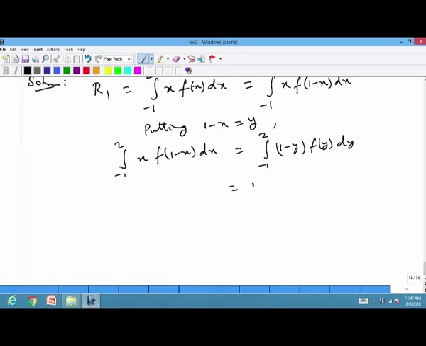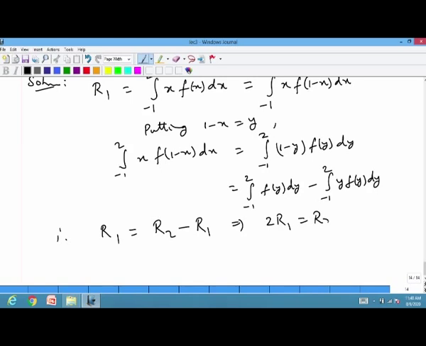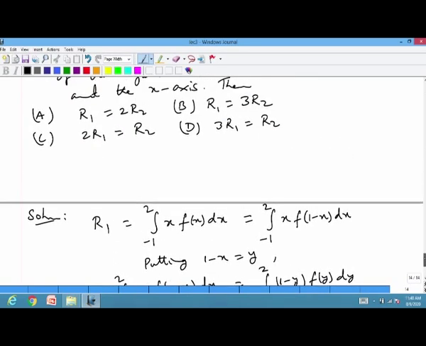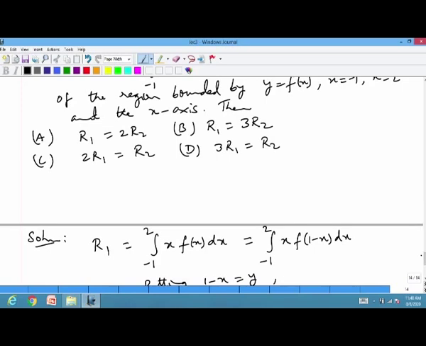So, this is equal to integral from minus 1 to 2 of f y dy minus integral from minus 1 to 2 of y f y dy. So, therefore, this R1 is equal to the first integral, minus 1 to 2 of f y dy, which is nothing but R2, and this second integral is again R1. So, this implies 2 R1 is equal to R2. So, we have option C is correct.